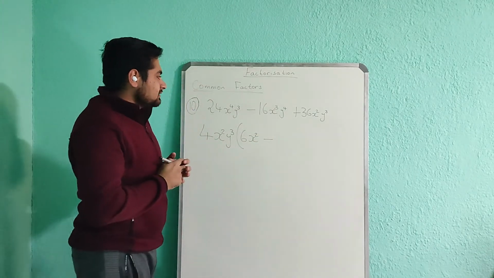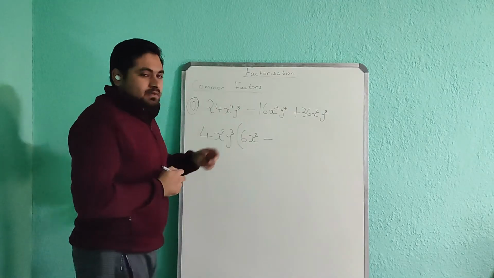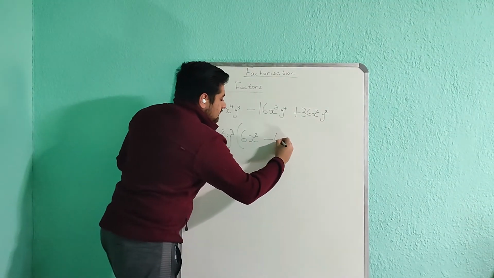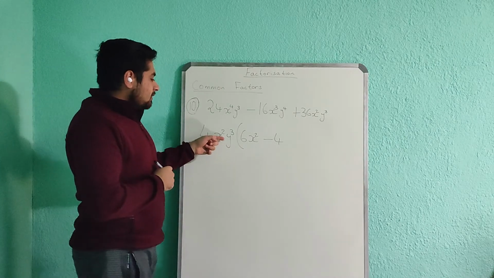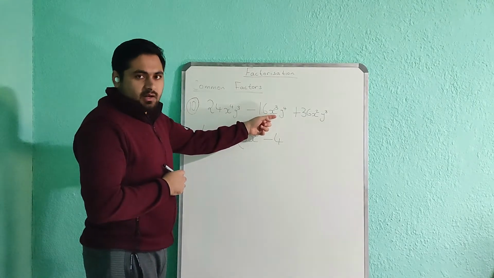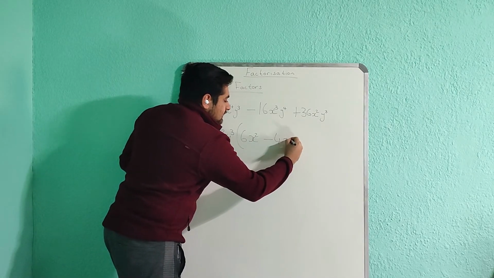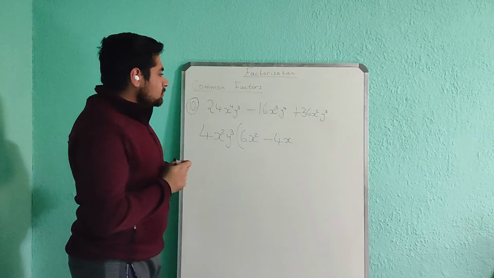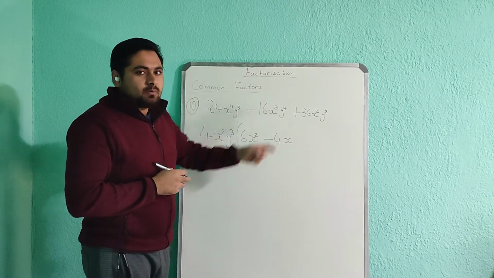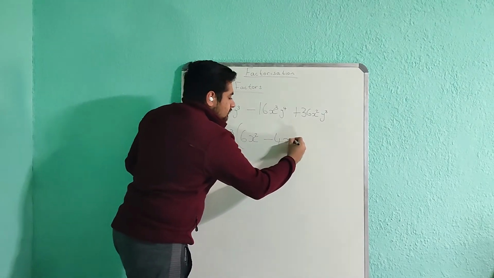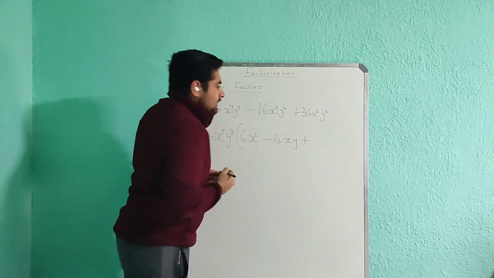Now moving on to the next number. How many times does 4 go into 16? 4 times, right? Therefore we write 4. And the next term is x to the power of 2, but here we got x to the power of 3. How many x are you missing? 1. Therefore we just write x. And coming to y, here we got y to the power of 3, here we got y to the power of 4. The remaining is 1 y. Therefore we just write y. And the sign, which is plus.